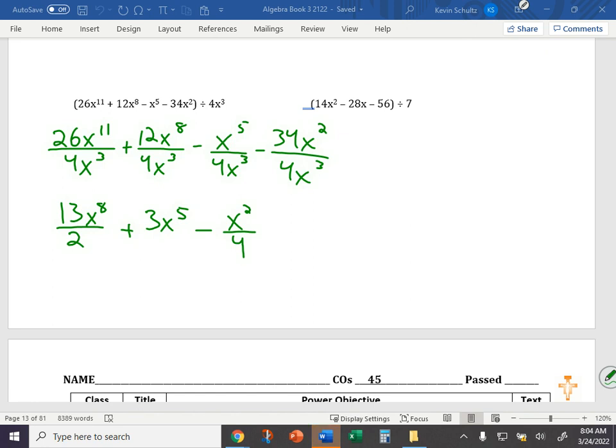And lastly, Ellen. -17 over 2x. Negative 17 over 2x. 34 fourths simplifies to be 17 halves. We have 1 more x in the denominator, and so that is where we put that x. Okay. Are we in standard form?